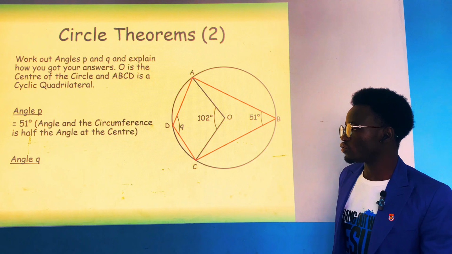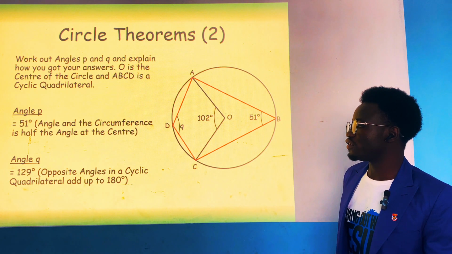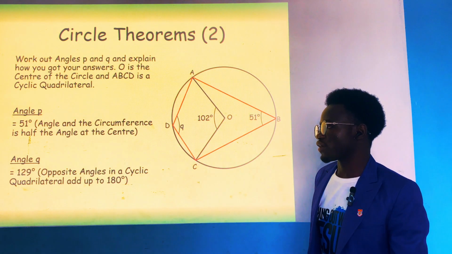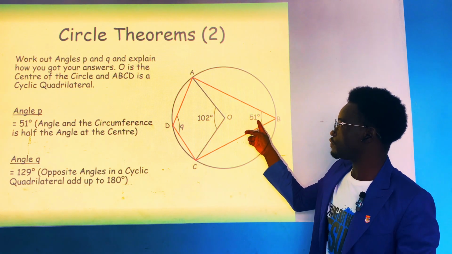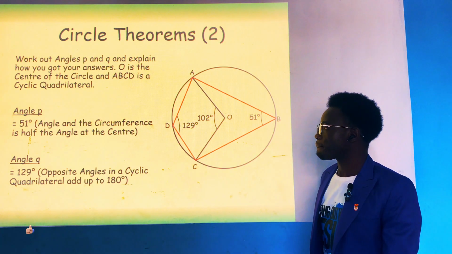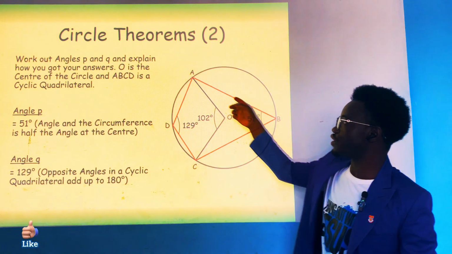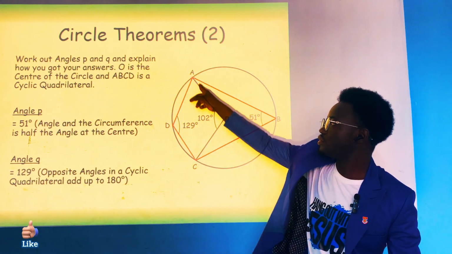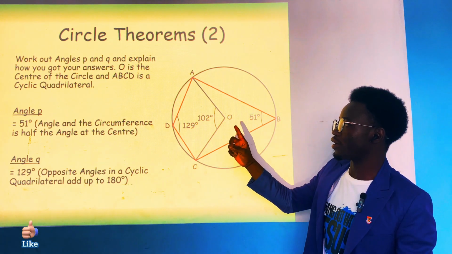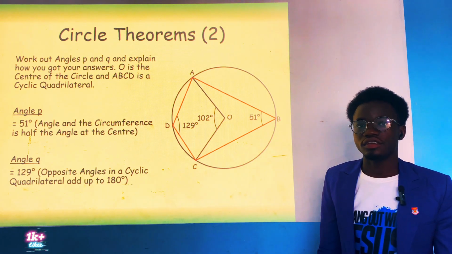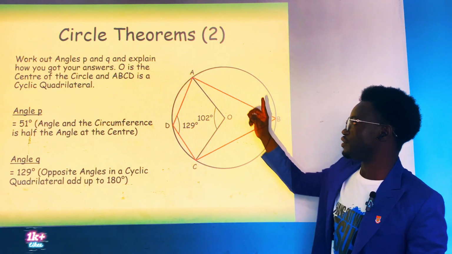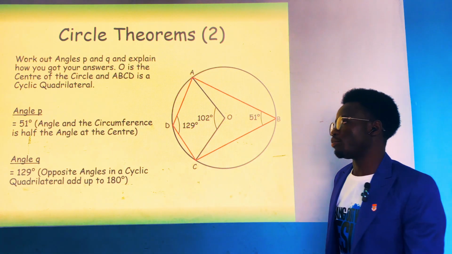So Q is equal to 129 degrees. Opposite angles of a cyclic quadrilateral sum up to 180 degrees. So I know it to be 51, I can find it here, right? So we are considering this one, not this. Again, this is not touching the circle. So all the quadrilateral's vertices must touch the circle before you can use that particular property.